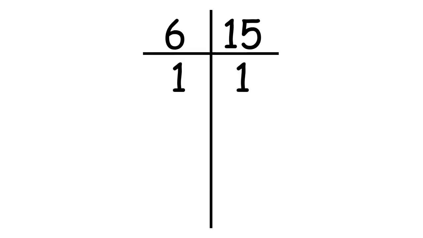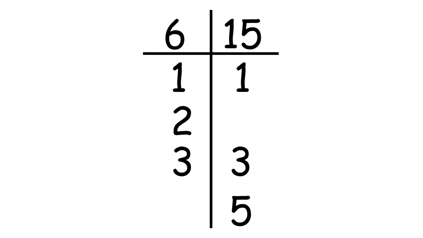Well, 1 times 6 is 6 and 1 times 15 is 15, so 1 is a factor of both 6 and 15. 2 times 3 is 6, so 2 is a factor of 6, but 2 doesn't multiply equally into 15, so it's not a factor of 15. 3 times 2 is 6, and 3 times 5 is 15, so 3 is a common factor of 6 and 15. 5 doesn't multiply evenly into 6, but 5 times 3 is 15. So out of all of the factors for both 6 and 15, it turns out that 3 is the largest number that multiplies equally into them both. It's what we call the greatest common factor.